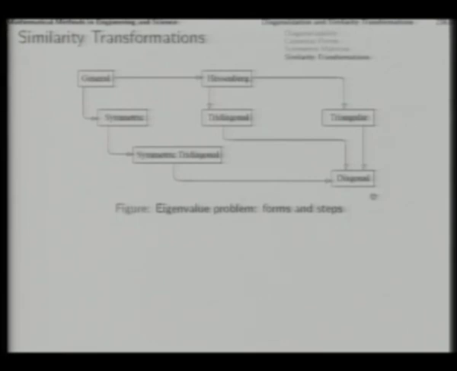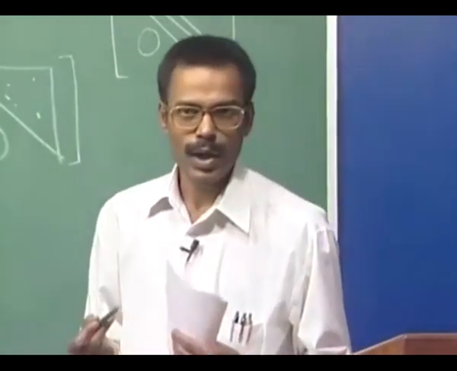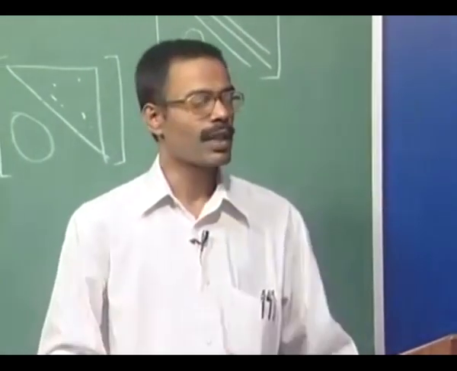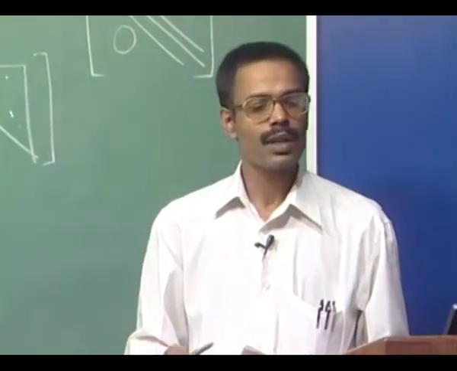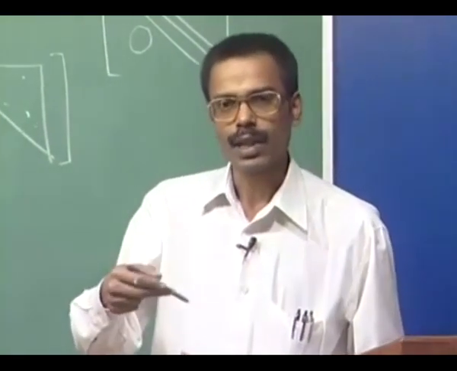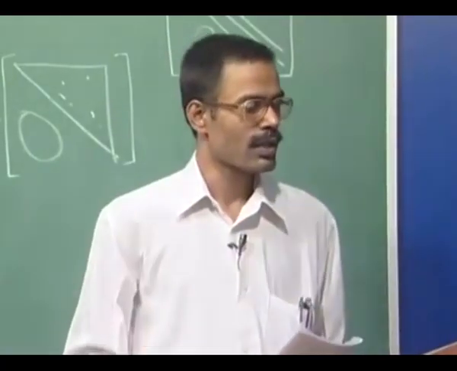So, the question arises, how to find suitable similarity transformations which help us in moving from this direction to this direction in general, that is reduction of the problem. How to find suitable similarity transformations? There are four standard ways of working out suitable similarity transformations. They are based on rotation, reflection, matrix decomposition or factorization, and element transformations. These four methods of finding suitable similarity transformations we will study in the coming lectures or coming lessons.